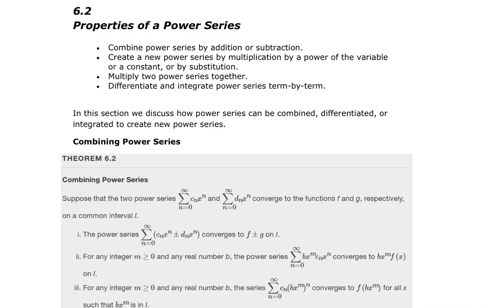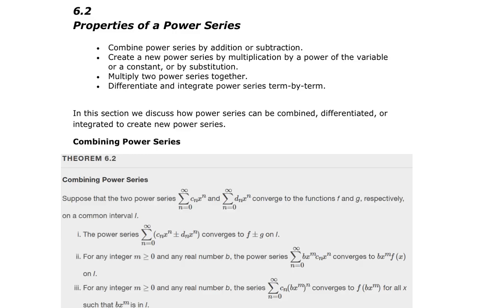In this video, we're going to work with properties of power series. We're going to combine and create new power series using addition, subtraction, and multiplication. We're going to integrate and differentiate our power series term by term. The reason we're going to want to do all of that is because it allows us to represent functions in terms of their elementary functions that we know the power series for.